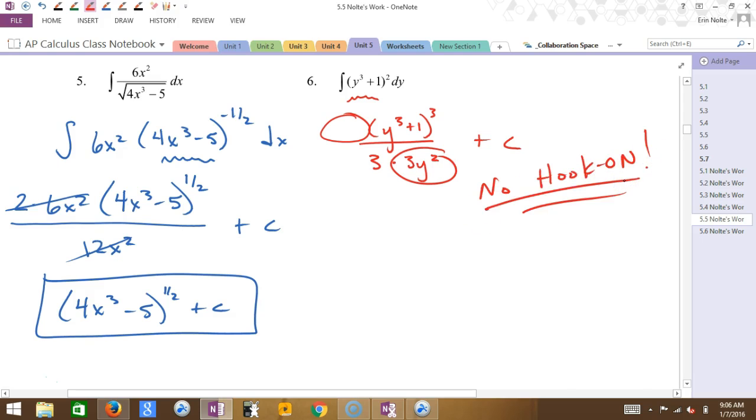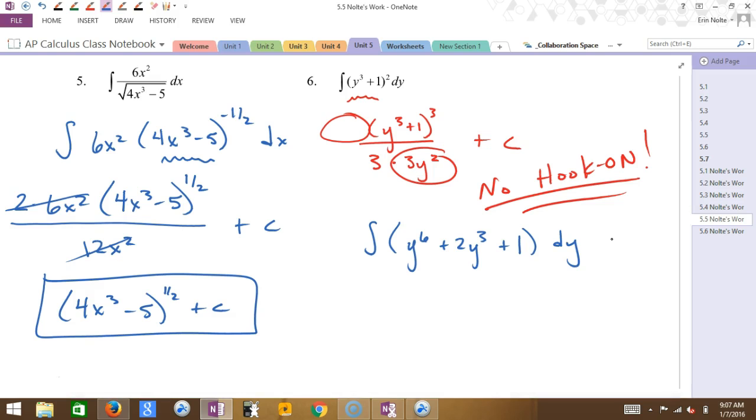So how are we going to integrate this? It's still possible to integrate it. Can you go back to the original and think of another way to write that? Can we manipulate the original at all? We could do the foiling method. Good. So let's FOIL it. If we FOIL it, we get y to the 6th plus 2y cubed plus 1 dy. And now we can just use basic integration to integrate it.